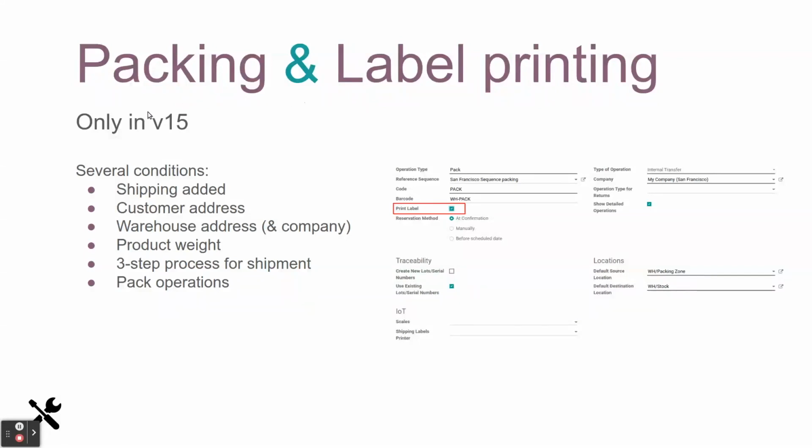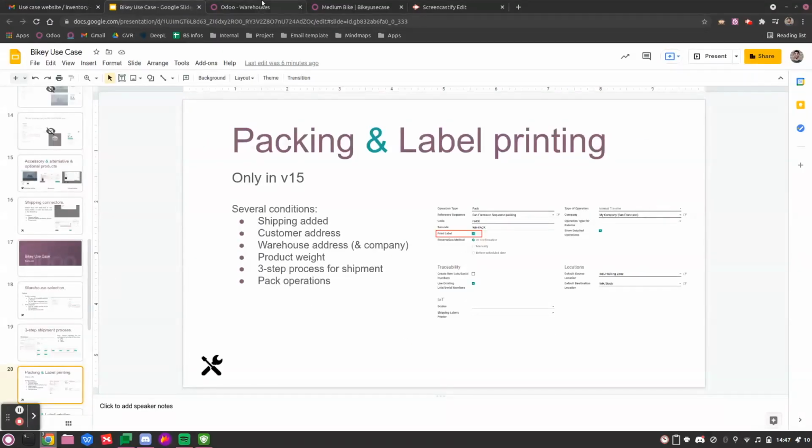Bear in mind that this is only available in V15, and several conditions must be respected if we want to use that. First, the shipping must be added. The customer address, the warehouse address, and the company address must be filled in. The product weight must be specified. The three-step process for shipment must be activated. And this can be done, for example, in the pack operations. How can we do that?